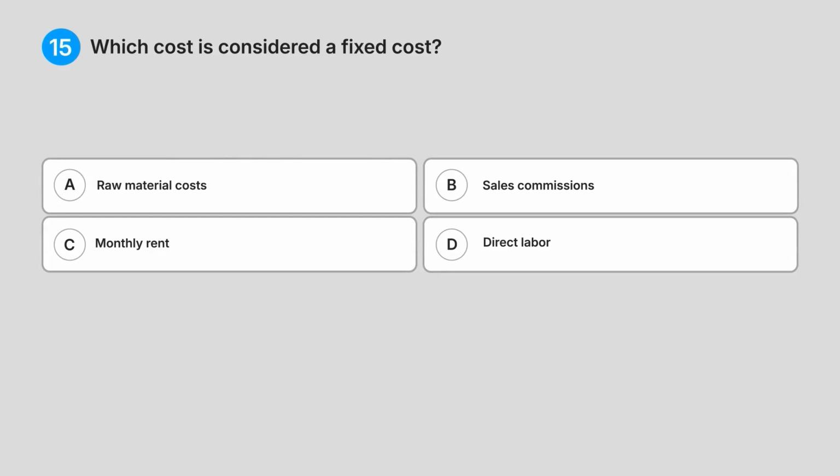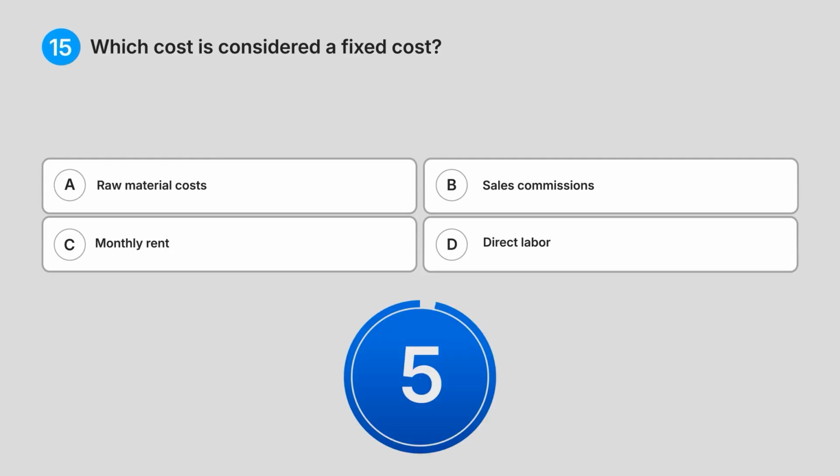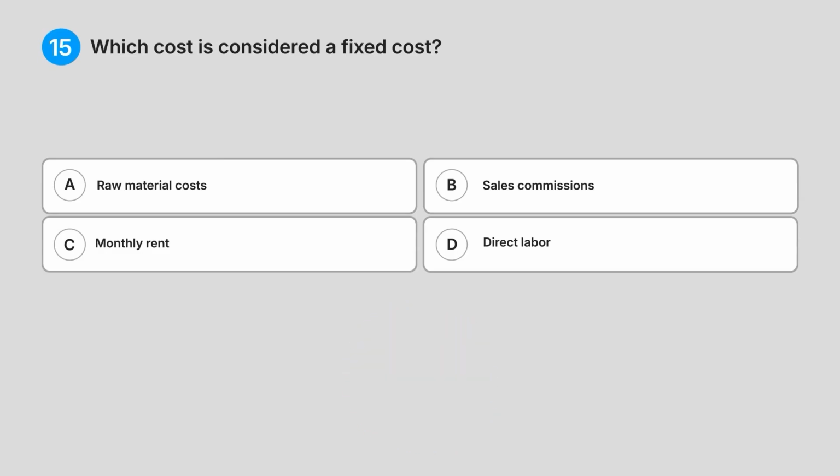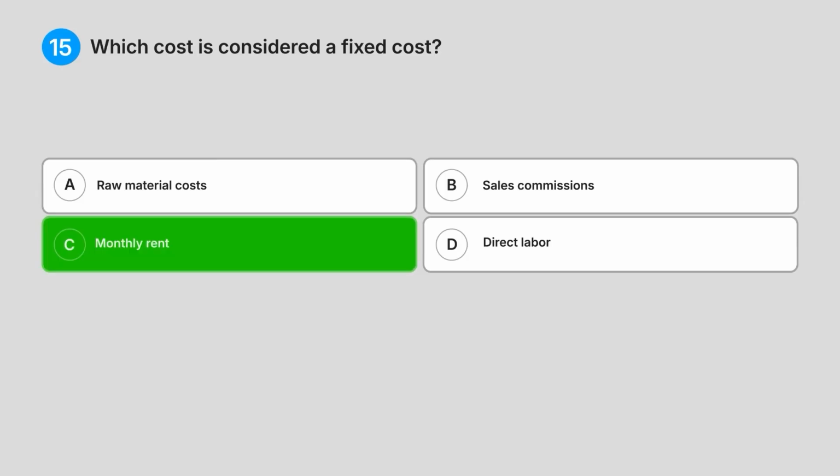15. Which cost is considered a fixed cost? A. Raw material costs. B. Sales commissions. C. Monthly rent. D. Direct labour. Can you guess the answer? Correct answer, C. Monthly rent.